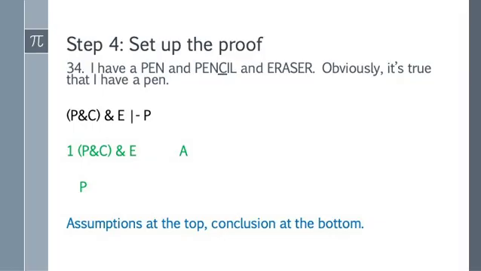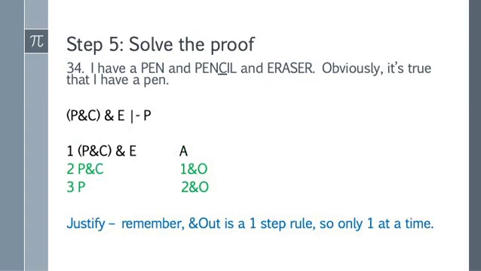So the assumptions go at the top, the conclusion at the bottom. As mentioned previously, as soon as we bring these pieces of the sequent into the proof, we start calling the premises assumptions. So we have line 1, that's the assumption that was given to us, right? The A. And we're trying to work towards the P at the bottom. So think to yourself, how am I going to get to P? You'll see that to get to P, we actually have to pull it out of the first line. The first line says P and C and E, so you can't just pull the P out directly, right?